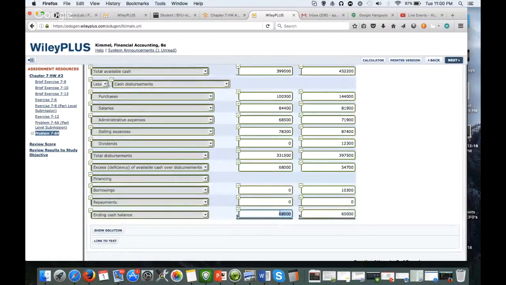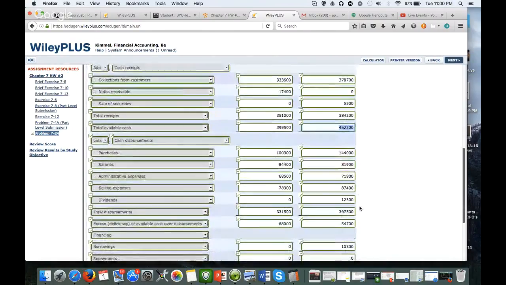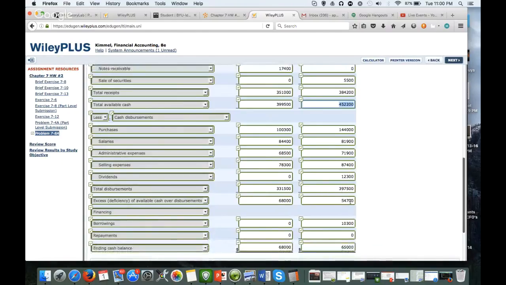At this point, what we'll do is copy this value right here and add it into our February beginning cash. Now we can add our beginning cash balance in February to our total receipts and get our total available cash in the month of February, which would be $452,200. Next, we will subtract from our total available cash our total disbursements for the month of February, which would be $397,500. And this will give us an excess of $54,700.